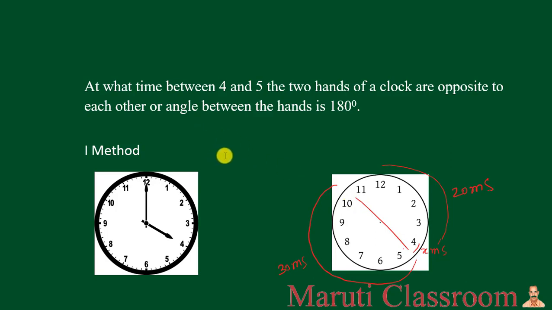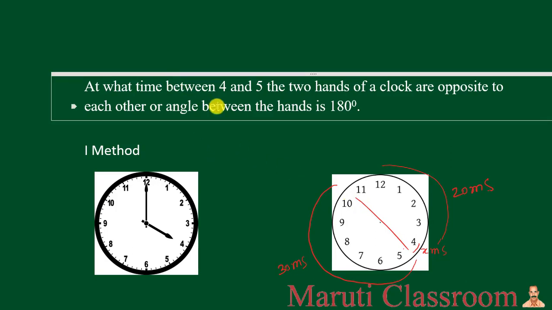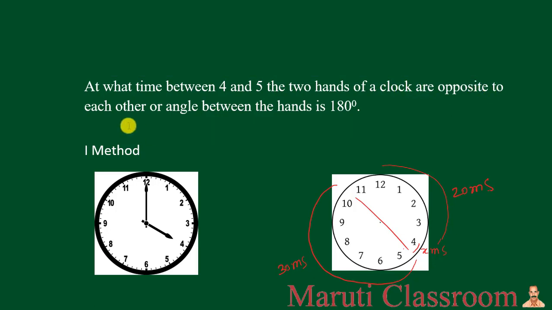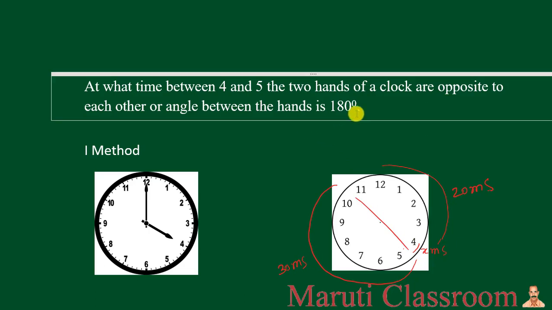Now let us do one problem. At what time between 4 o'clock and 5 o'clock are the two hands of a clock opposite to each other, or the angle between the hands is 180 degrees? Here it is showing 4 o'clock. Time is given as between 4 and 5, so our hour hand is between 4 and 5. And it is also given that the angle between the hands is 180 degrees.